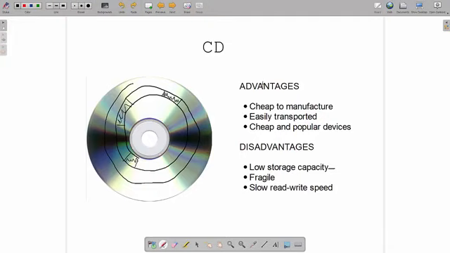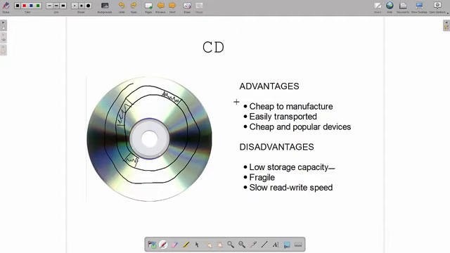The advantage of a CD, however, is that they're extremely cheap to manufacture. You can pick these up for literally pennies or cents in any store. They're easily transported, you can stack them on top of each other, and the devices that run them are cheap and very popular. You can go anywhere and get a device that reads a CD. You don't have to go to some sort of specialist place, and it's generally extremely cheap to buy a CD drive, for example, for a computer.